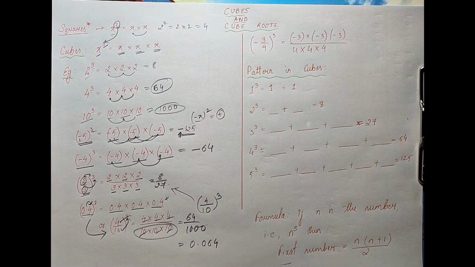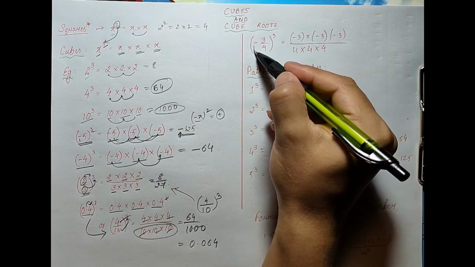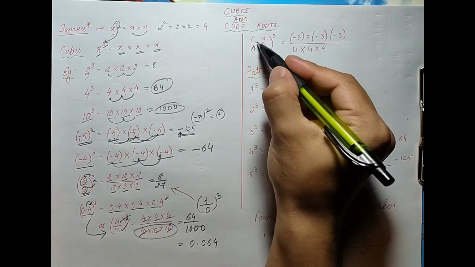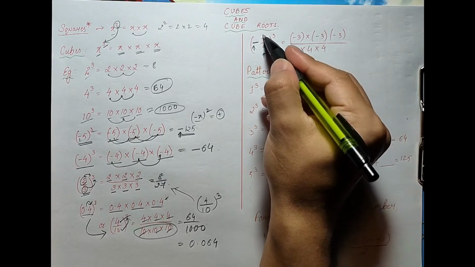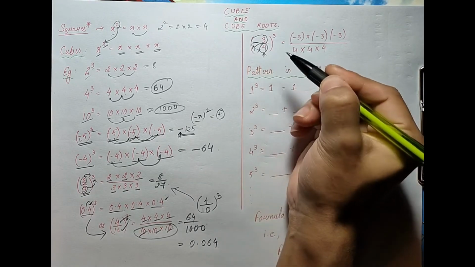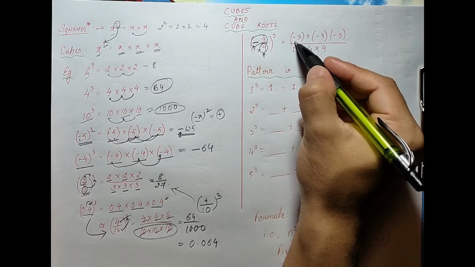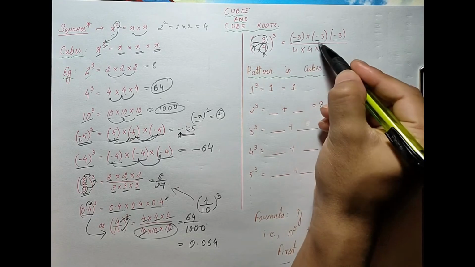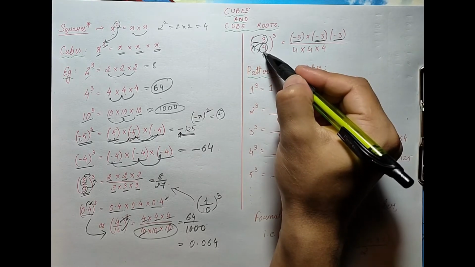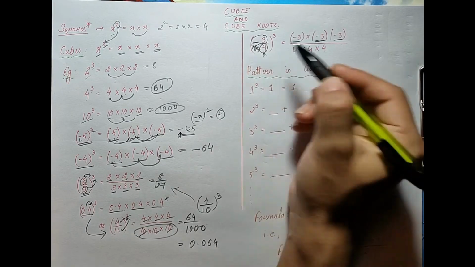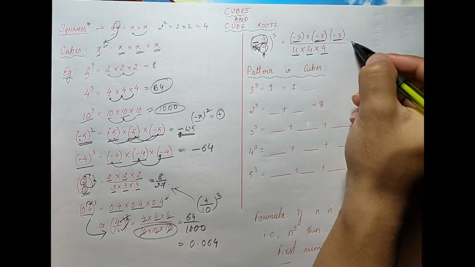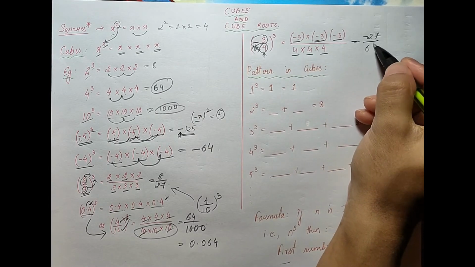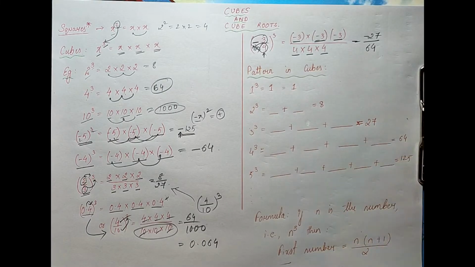So divided by 1000, which is 0.064. Let us look at this one, a negative fraction. Now this is very important. Remember that this negative sign is only with the numerator and not with the denominator. So when you cube, only the numerator will have the negative sign. So minus 3 cube will be minus 3 into minus 3 into minus 3, and this is 4 cube, since this minus is not with 4, so 4 into 4 into 4. Now minus 3 cube is minus 27, and 4 cube is 64, so minus 27 by 64.